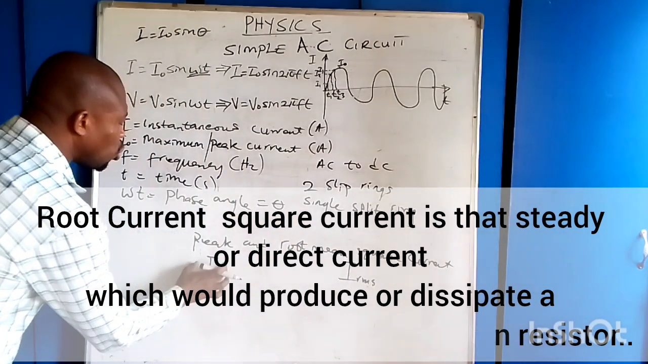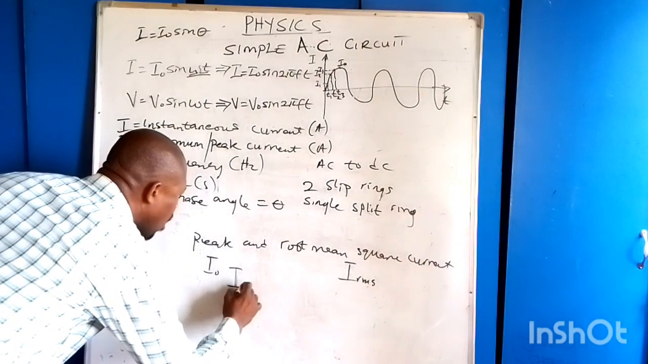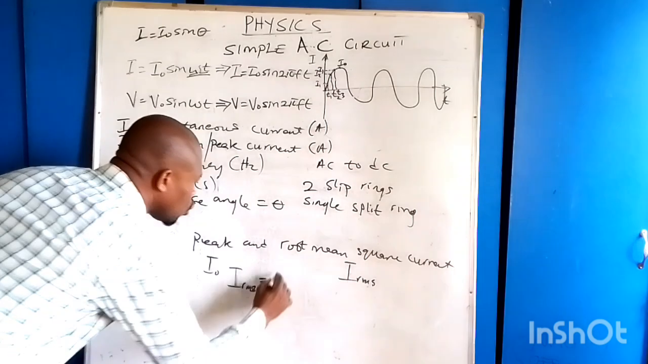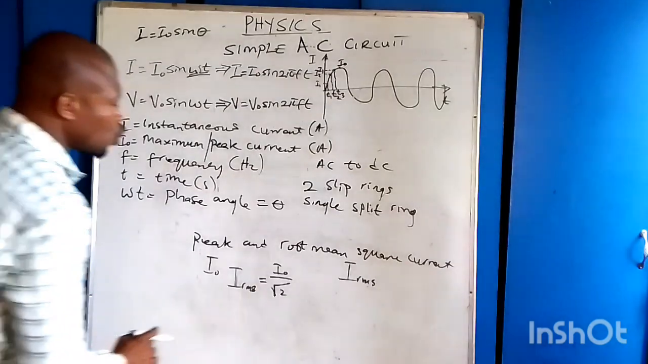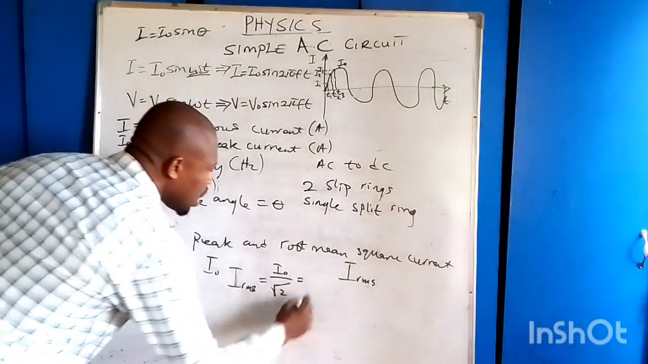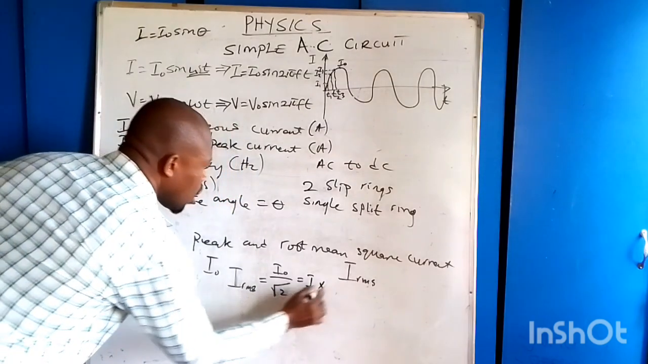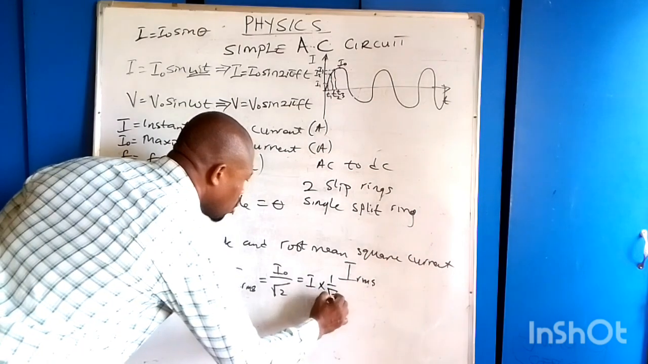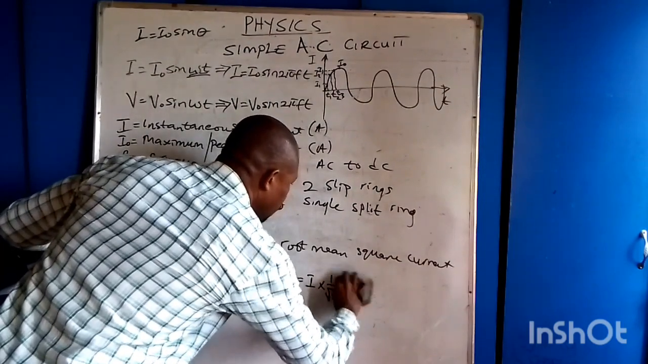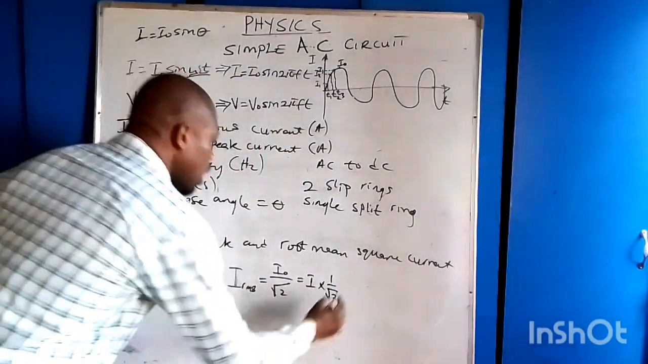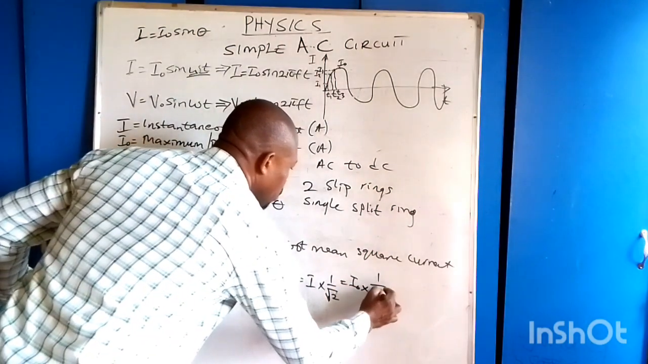In other words, there is a relationship between I naught and IRMS. The relationship is that IRMS is equal to I naught all over the square root of 2. And of course, we can extend this by saying I naught times the inverse of the square root of 2. By that, you have that this is equal to I naught times 1 over 1.414.